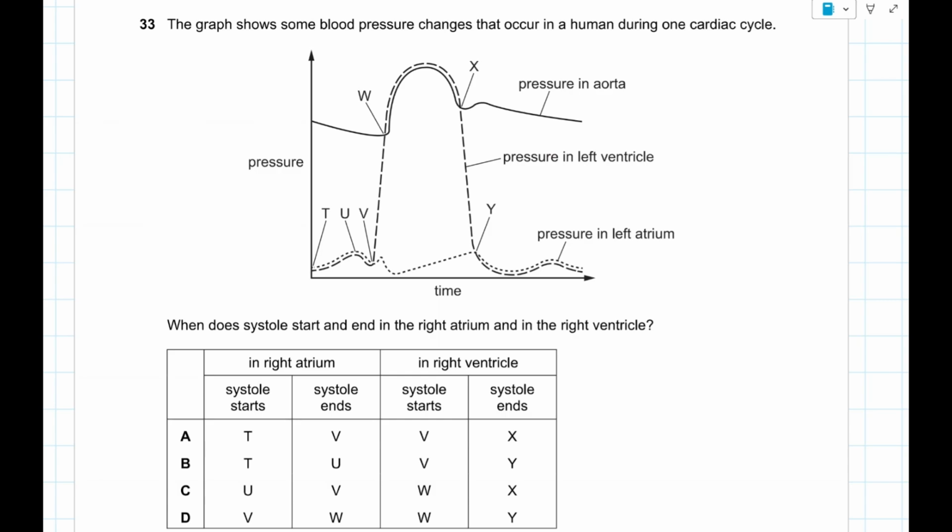Question number 33. The graph shows some blood pressure changes that occur in a human during one cardiac cycle. When does systole start and end in the right atrium and the right ventricle? So overall, how to interpret a graph like this is perfectly labeled for us, but let's show you a way of how to interpret it, just in case it shows up again.